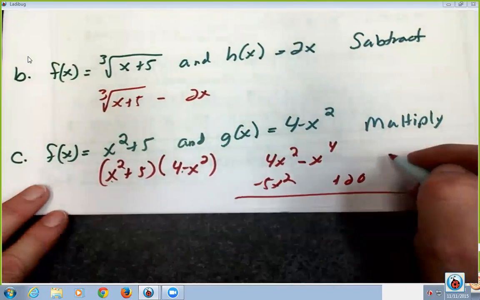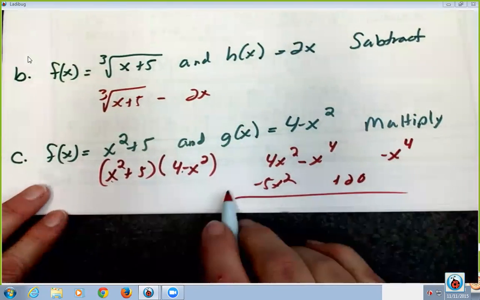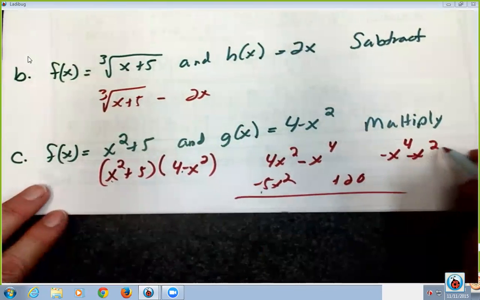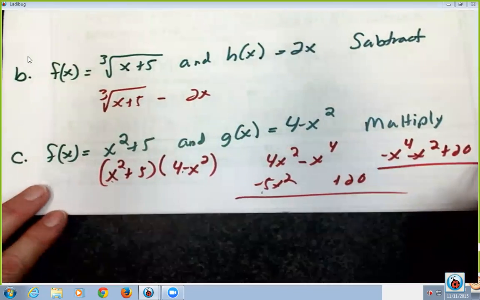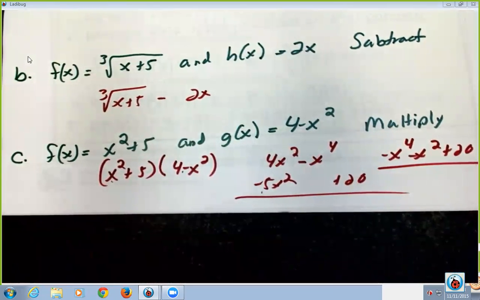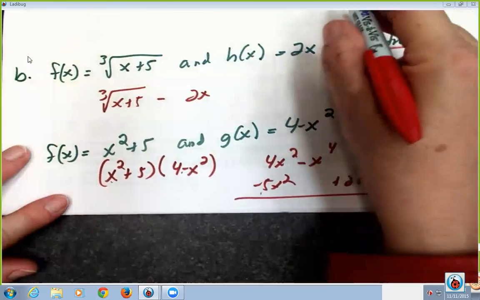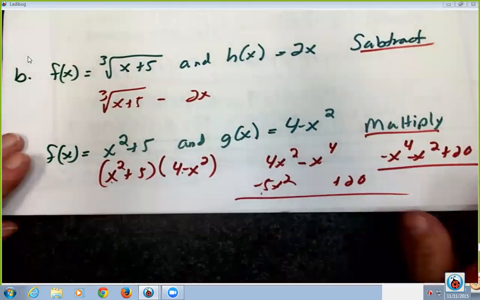So my final answer would be negative x to the fourth minus x squared plus 20 if you're multiplying it. But again, I think we're good because it's just simple math, and you just follow what it's asking you to do, whether you're adding, subtracting, or multiplying within those.